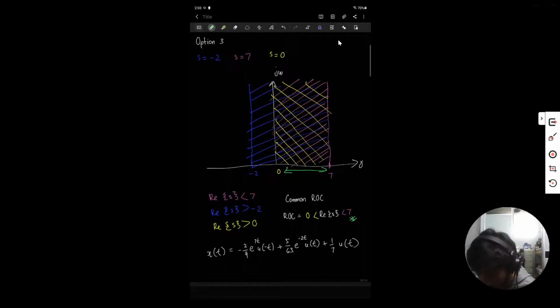As you can see, 7 is the only one going to the left side, while the others are going to the right side. So I think that's all for my presentation on CAA2 for signal system.